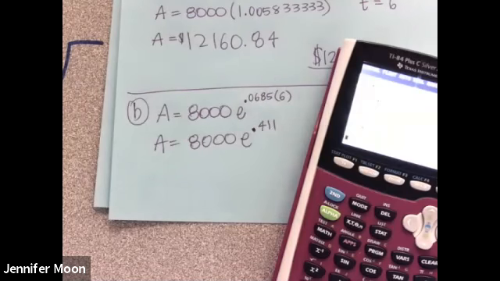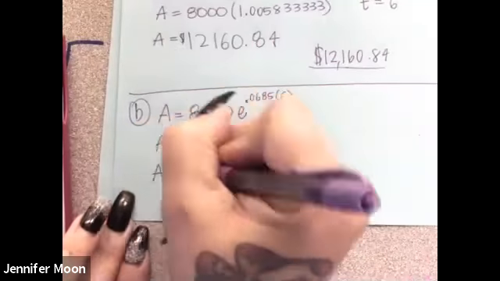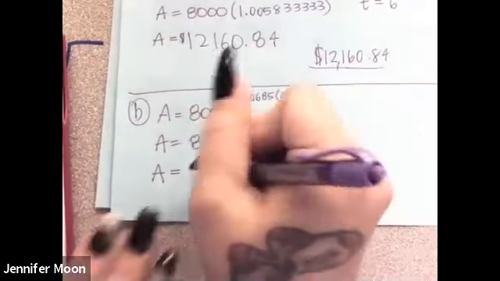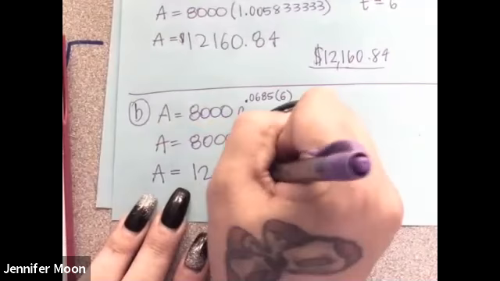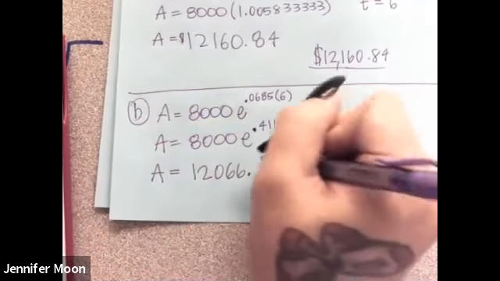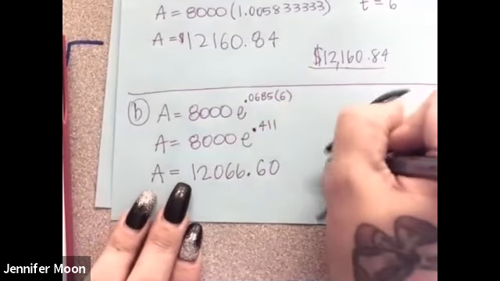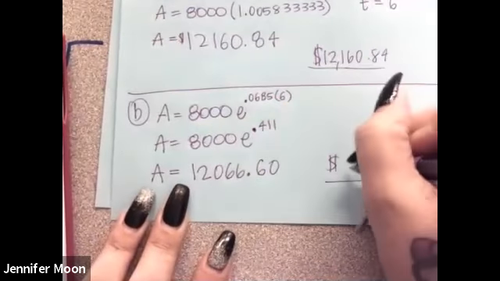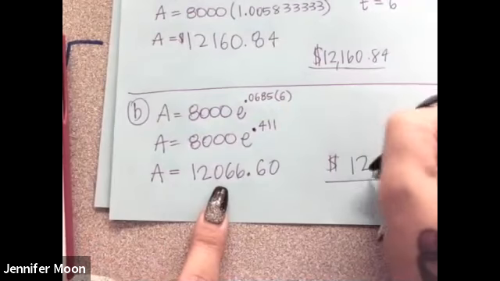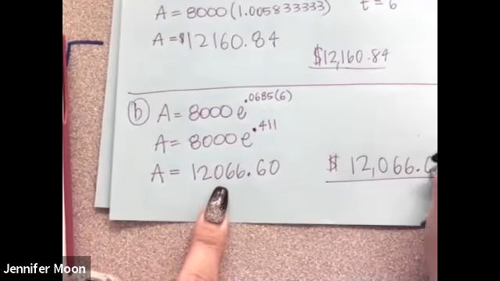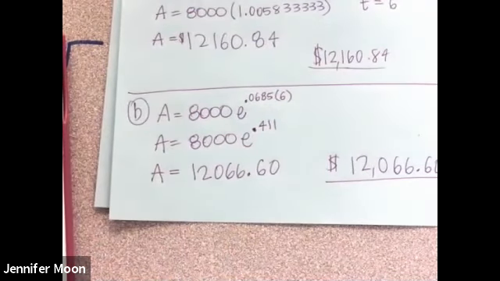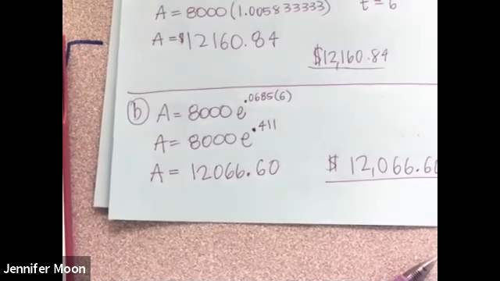Hold on. Okay, so when you multiply that by 8,000, what I get is my account balance is 12066 point, rounding it because it's money, so to the second decimal would be 60. If you had a space, it would be $12,066.60. Does that make sense? Yeah? Okay. So let me end this video real quick.